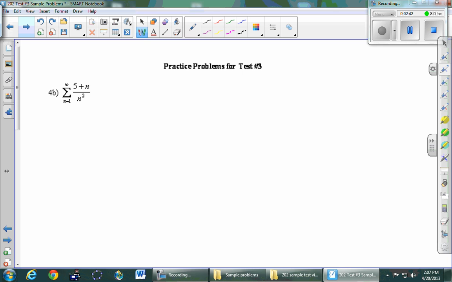Part B, summation of 5 plus n over n squared. Okay, again, I'll write out the first few terms just to see if I can get a handle on the series. So plugging in n equals 1, 6 over 1 squared, plus plugging in n equals 2, 7 over 2 squared, plus n equals 3, 8 over 3 squared. We'll do one more, 9 over 4 squared.